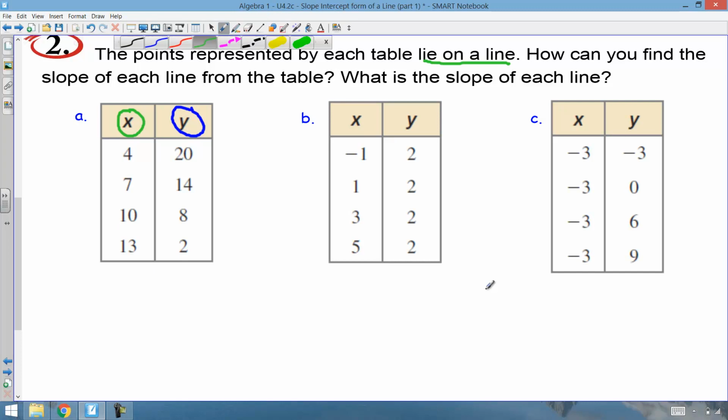So if we look at the change in y, how did the y change from here to here? And even from here to here, it's going to be the same. It went not up, but down by 6. So -6, -6, and again, it's going to be -6. So that's the change in y. So I'm going to put the change in y over the change in x.